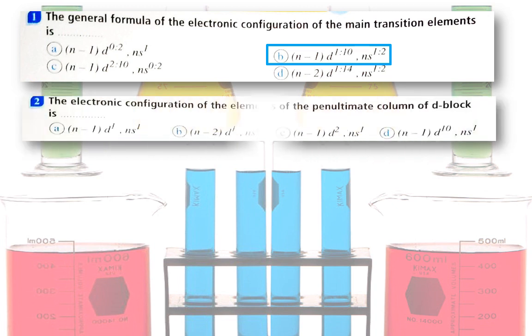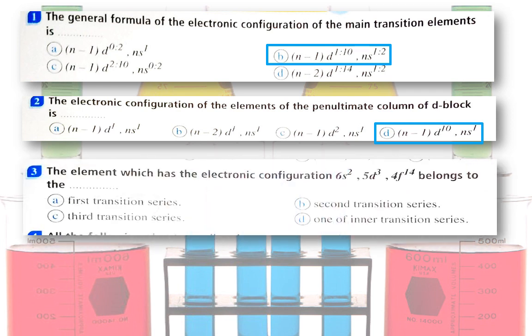Okay, another question. The electronic configuration of the element of the penultimate column of the d block is. Okay, what do you think about electronic configuration? Electronic configuration depends on the number of electrons. So here we have the right answer, (n-1)d^10, or 10 electrons here, the maximum number, and ns^1. It means that we have 1 electron in the s orbital.